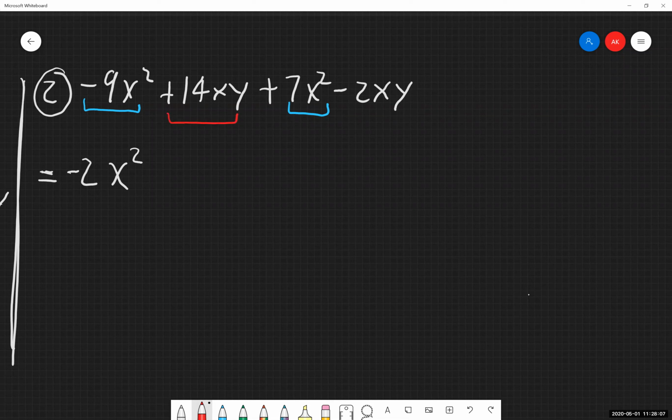We also have xy terms. So they're both xy's. I'm just going to combine the coefficients together, again, the numbers out front. So I have 14 minus 2. That's going to give me a positive 12. And then the variables themselves just come down as they were. The variable part does not change in any way, shape, or form.